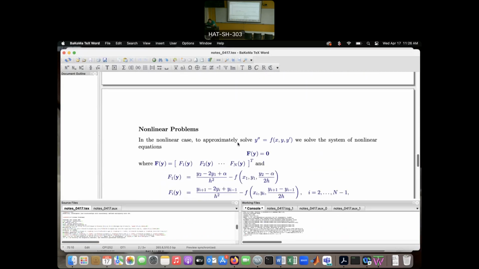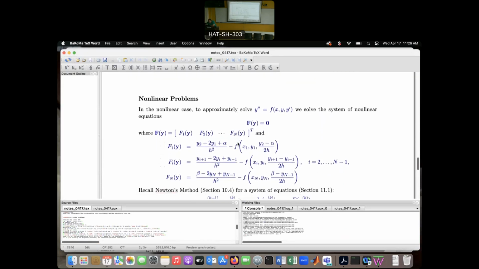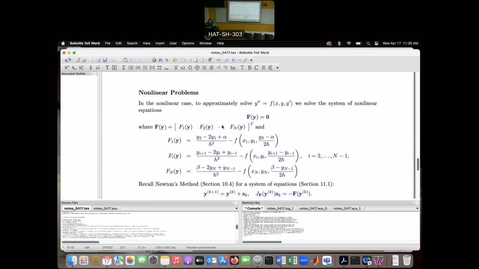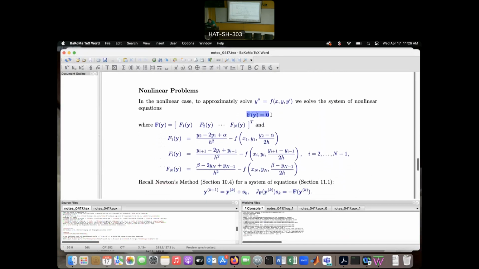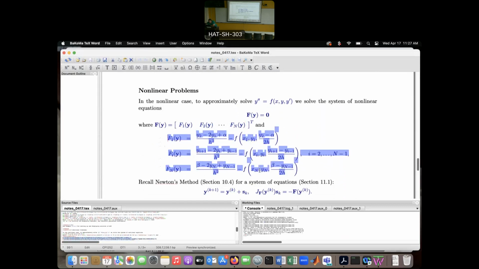Now, the nonlinear case, much more interesting. So now we have a system of n nonlinear equations in n unknowns. So it's written this way: f of y equals 0, where f of y is a vector-valued function. So it takes the vector y as input, returns the vector f of y as output. It has these n component functions that depend on the vector y. And here are the component functions right here.